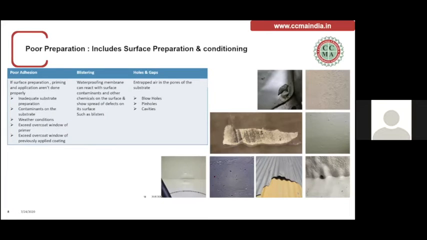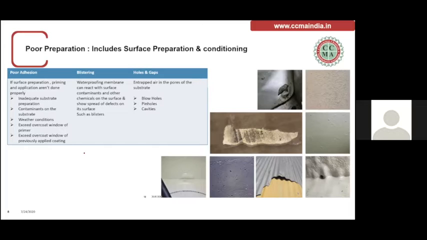So let me tell you what the problems are. If you see in polyurethane systems or any liquid systems, there are three basic issues. One is poor adhesion. Second is blisters in the membrane. And third is pinholes. So why is it coming?